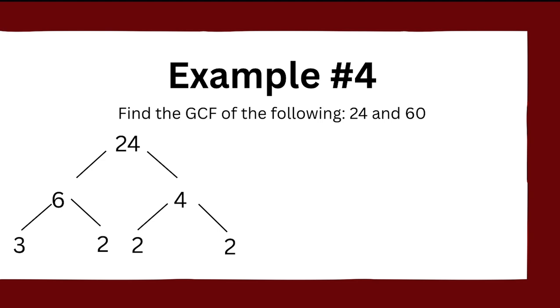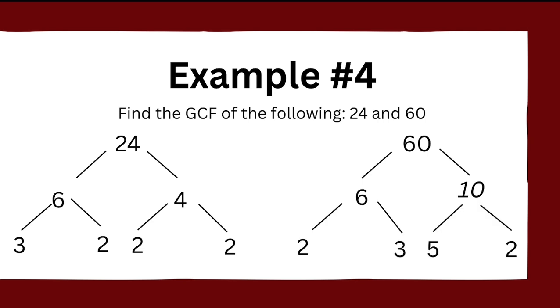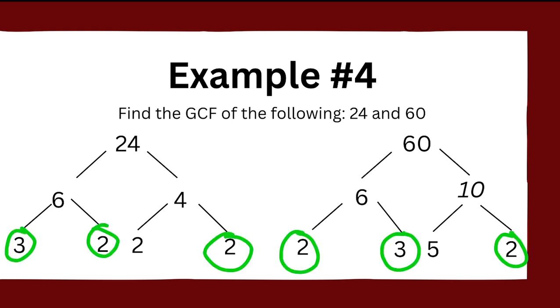All right, so now we're going to move on to the 60, okay? I'm going to write down that 60, and what two numbers can I multiply to get 60? Well, I know that I can multiply 6 and 10, so I'm going to break those two numbers down. I know that 2 times 3 can give me 6, and 5 times 2 can give me 10. Now let's see what numbers they share on both sides. Well, I see that they share 2, 3, and 2 on both sides, so I'm going to multiply these, and I know 2 times 3 times 2 is going to be 12. So that tells me 12 is the greatest common factor of 24 and 60.